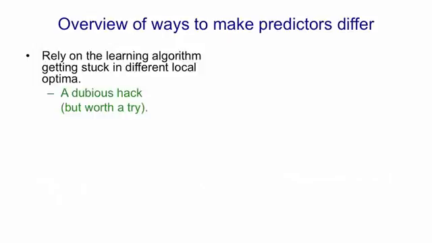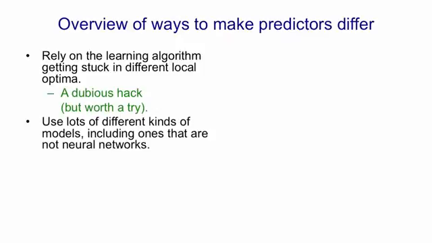So to make this averaging be a big win, we want our predictors to differ by a lot. And there's many different ways to make them differ. You could just rely on a learning algorithm that doesn't work too well and get stuck in different local optima each time. It's not a very intelligent thing to do, but it's worth a try.